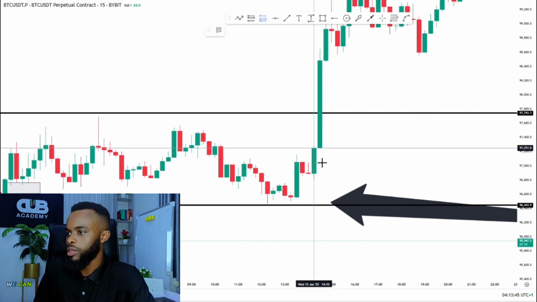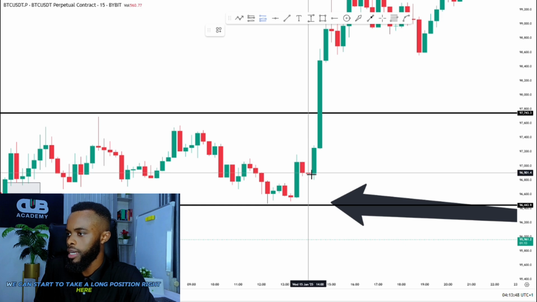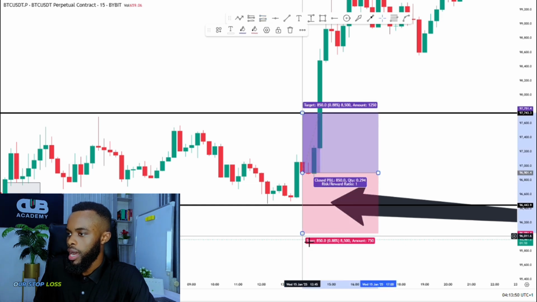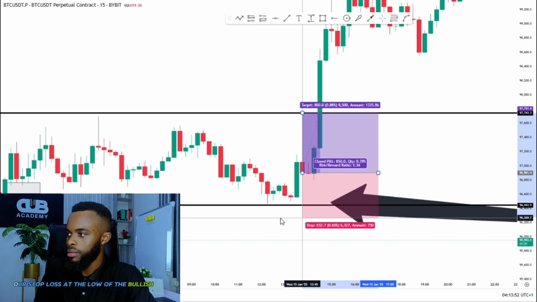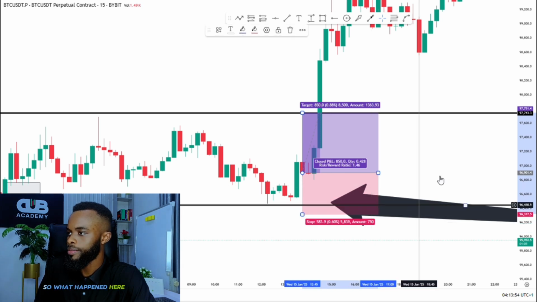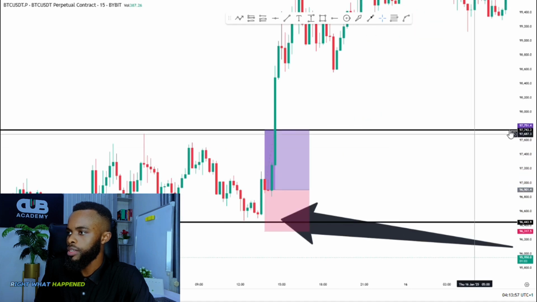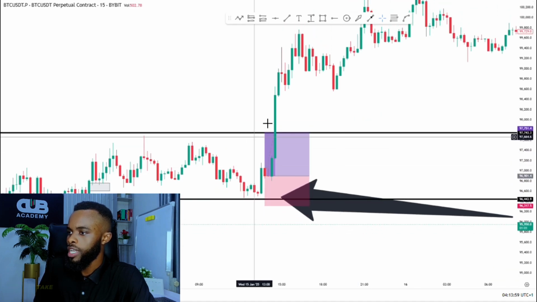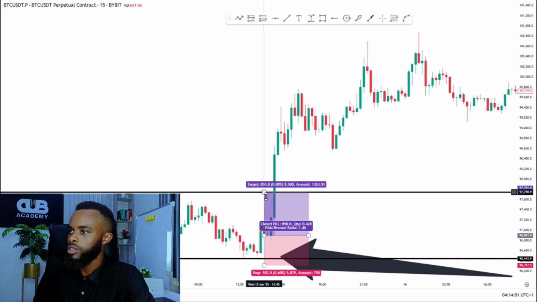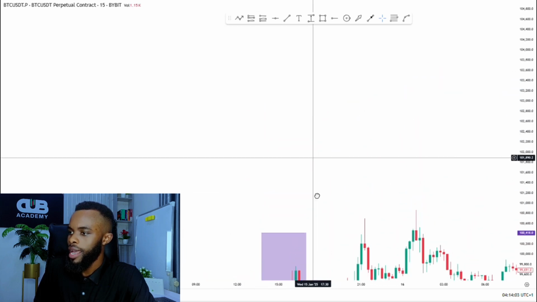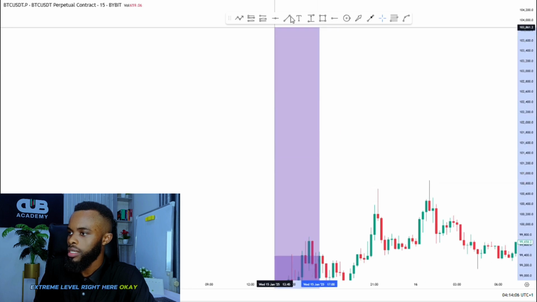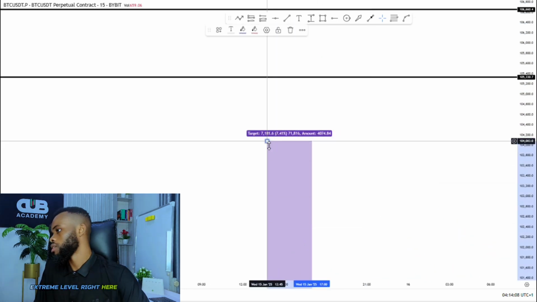So we can start to take a long position right here, with our stop loss at the low of the bullish candle. What happened here is that we can start to take profit at the extreme supply level, the extreme level right here.